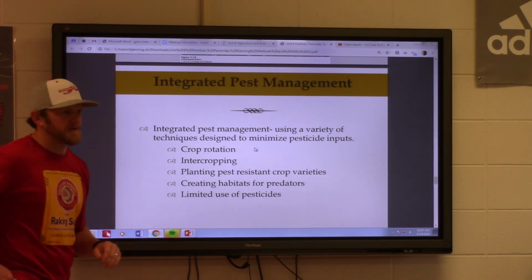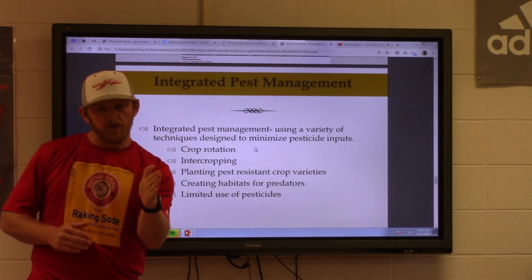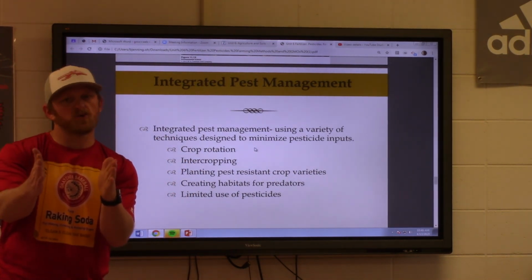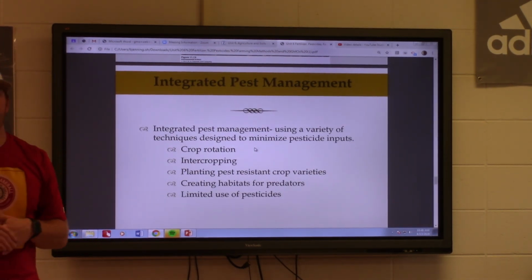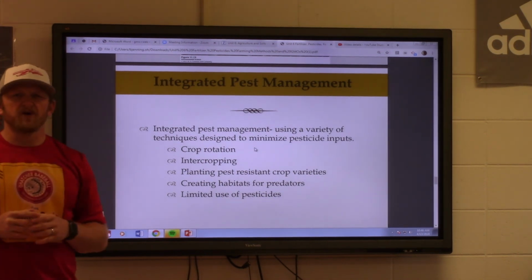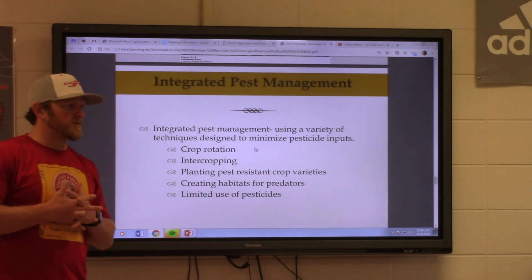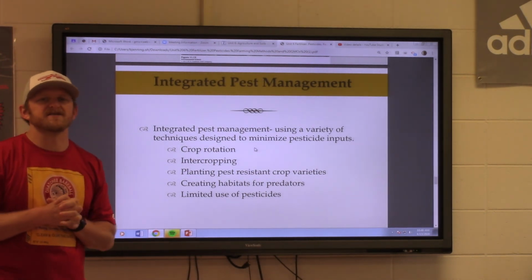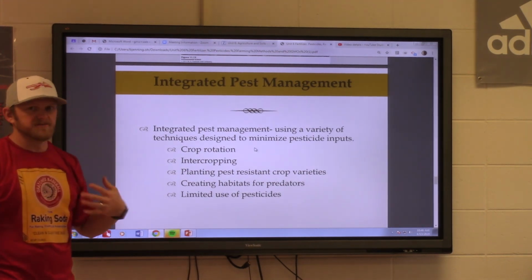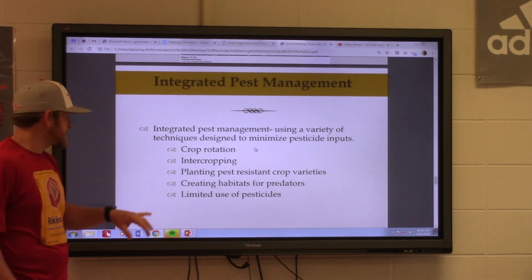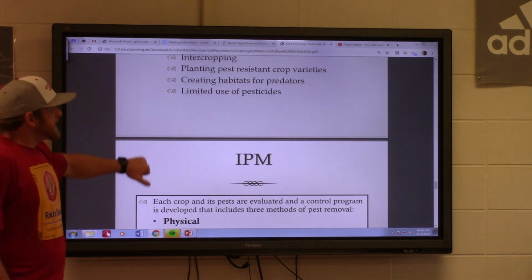Another thing would be intercropping, planting multiple things: one row of corn, then the next row of soybeans, corn, soybeans, or you may have four different crops, kind of like maybe your garden. So therefore you don't have that big rush and big reproduction of one certain pest that's going to affect those crops. Other methods are planting pest-resistant crop varieties, which are resistant to certain pests, creating habitats for predators, and limited use of those pesticides.